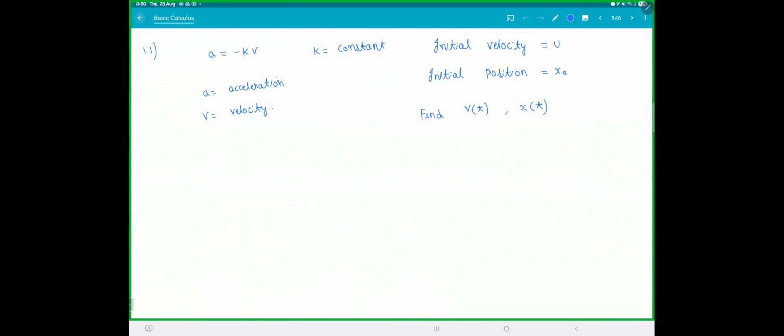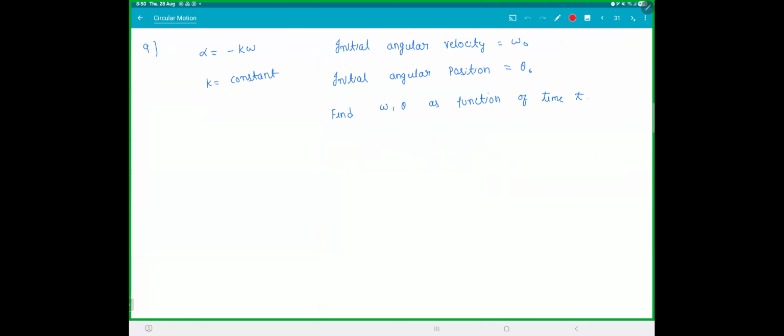Page 146, calculus. Alpha is angular acceleration and omega is your angular velocity. Let's get this. This is a pure calculus problem. There's nothing there. Double integration.